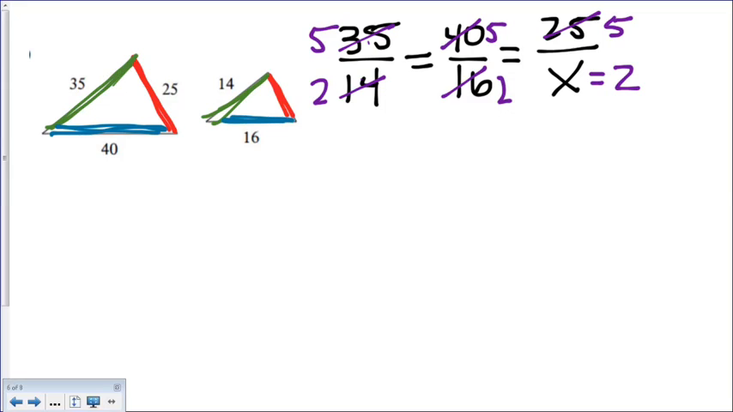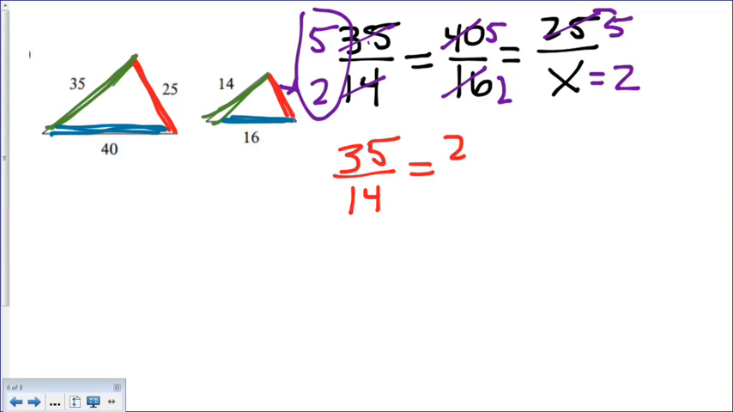Okay, so I know my ratio is going to be 5 over 2, and in order to find this missing side, I just need to pick one of them. So let's pick 35 over 14, right? Big to small. So 35 over 14 is going to be equal to 25 over x. So now we actually need to figure out what x is. To make it easier on ourselves, let's reduce. We already know that's going to be 5 over 2.